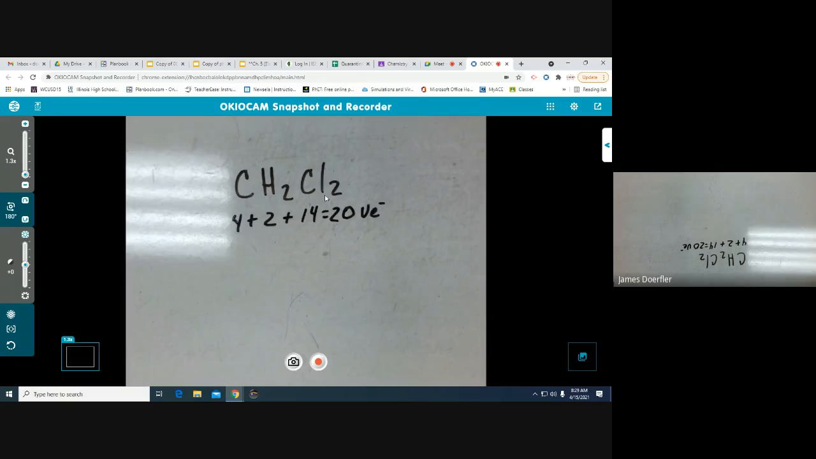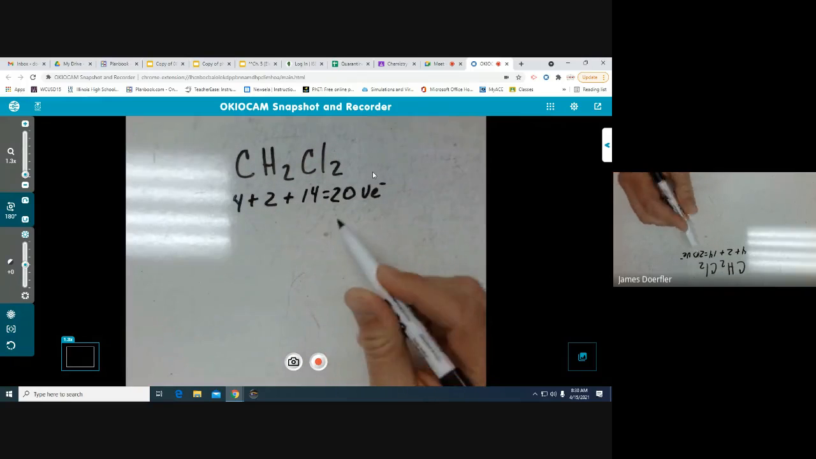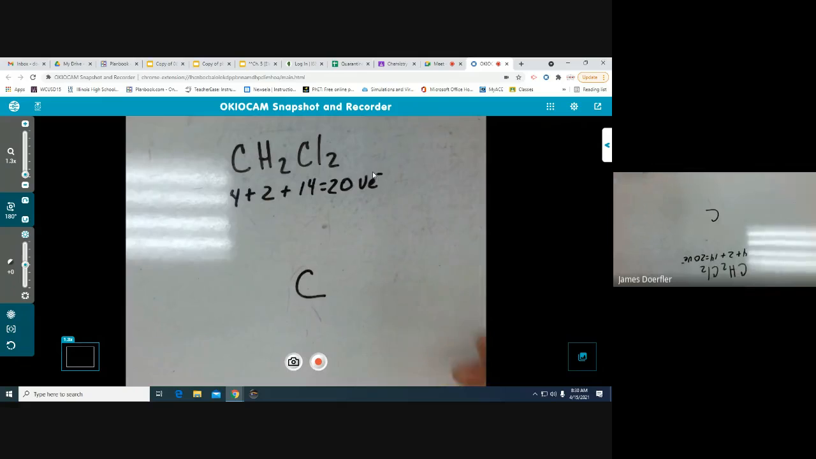So we have to look at carbon and chlorine. Between those two, who would be a central atom? Carbon! Very good. So carbon, being less electronegative than chlorine, is going to be a central atom. Okay? Now, for our outer elements, we have 2 hydrogens and 2 chlorines.